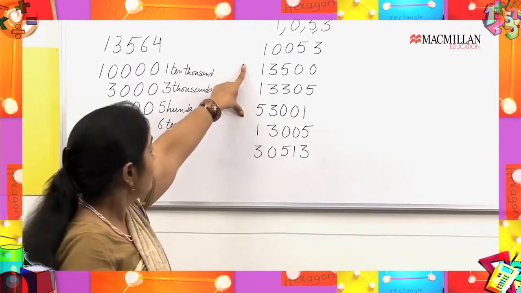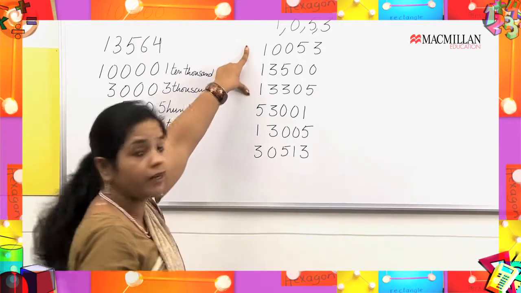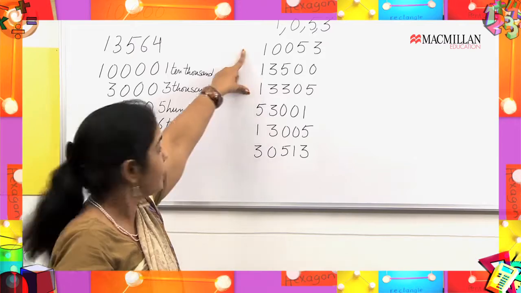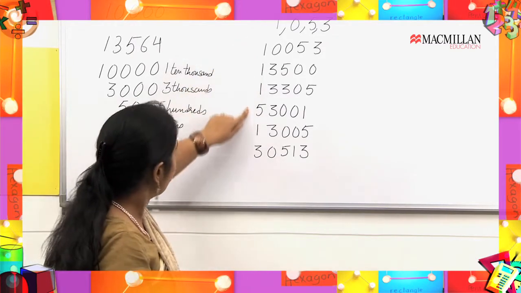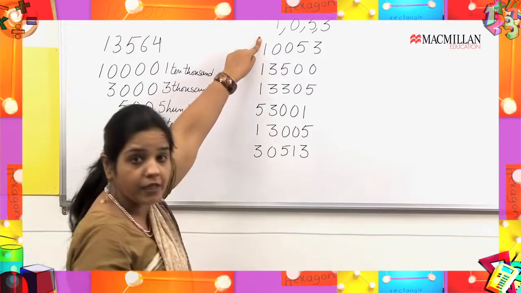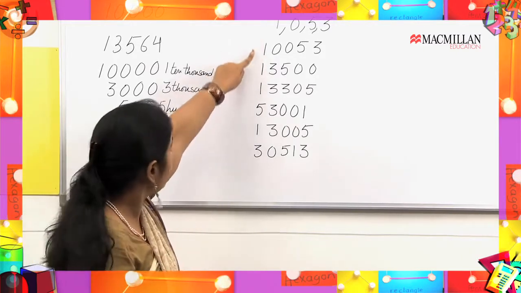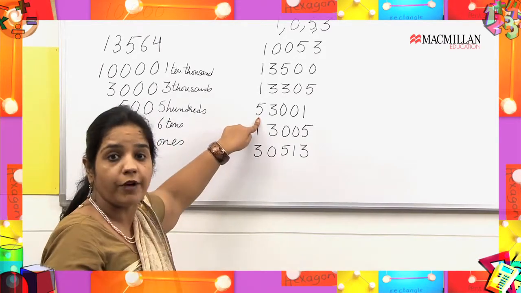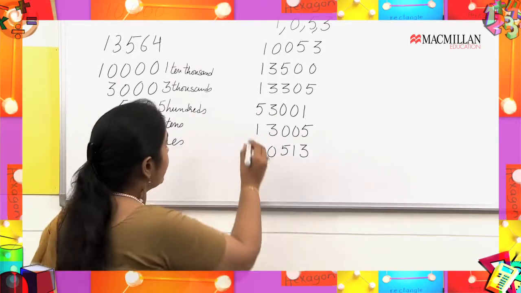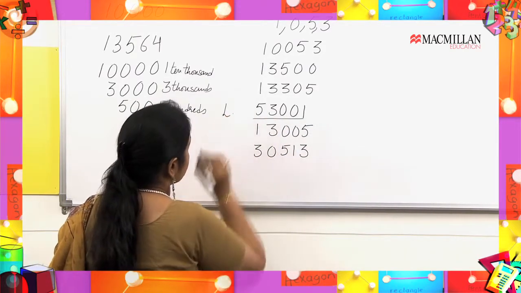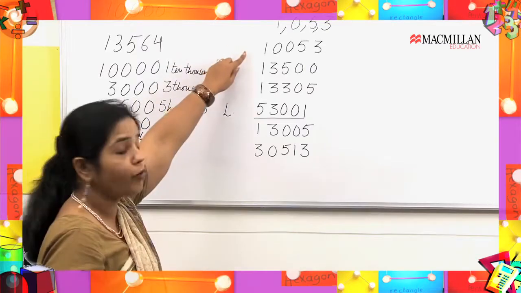How do we do that? When we want to find out the largest or the smallest, where do we start our comparison from? We will start our comparison from here. So we will first compare the 10,000 position. When I am comparing the 10,000 position, I can very clearly see that 5 is largest. So this number becomes largest.